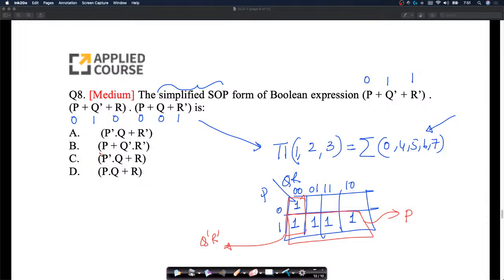So which option is correct? P plus. So the answer is P plus Q dash R dash. So option B is the right option. Very simple. So don't worry that you're given a POS. Just make sure that you get the POS expression correct, and then you can get this and you can get this.